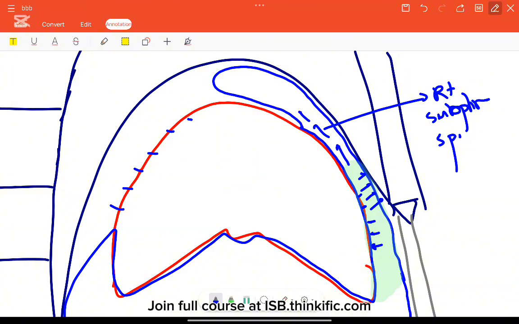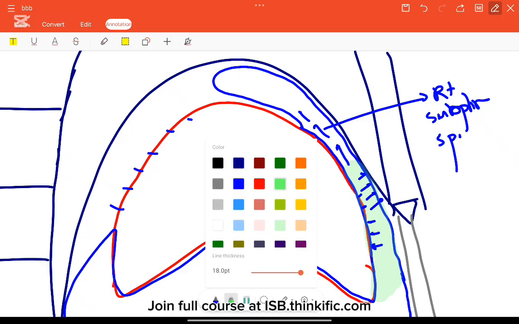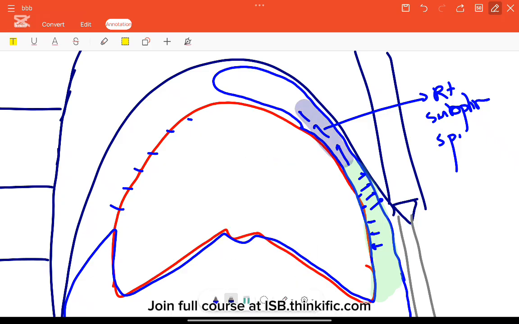So again, what are the borders of the right anterior? Above we have the diaphragm, below we have the anterior surface of the right lobe of the liver. Medially we have the falciform ligament, laterally we have the parietal peritoneum covering the right abdominal wall, and posteriorly it communicates with the right posterior subphrenic space.